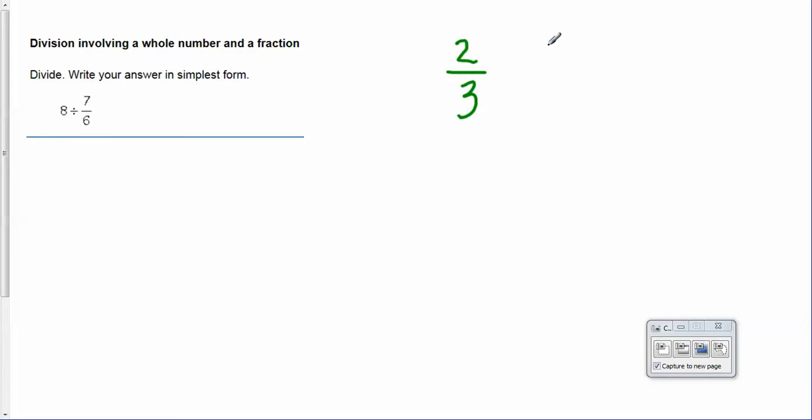Its reciprocal is 3/2. And reciprocal means if I multiply those two together, I would get 6/6, and that equals 1. Anytime we multiply a fraction by its reciprocal, we get 1. And basically, that's why our division turning into multiplying by the reciprocal will work. Let's take a look at this example.